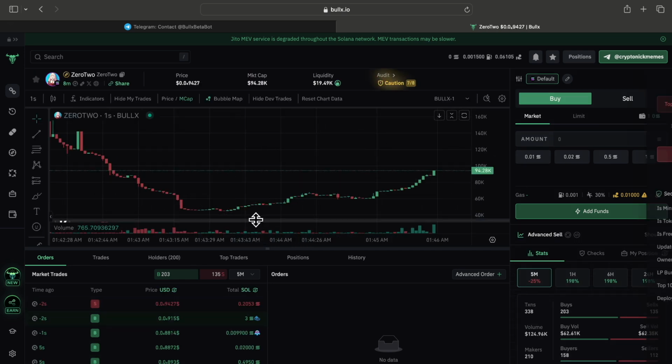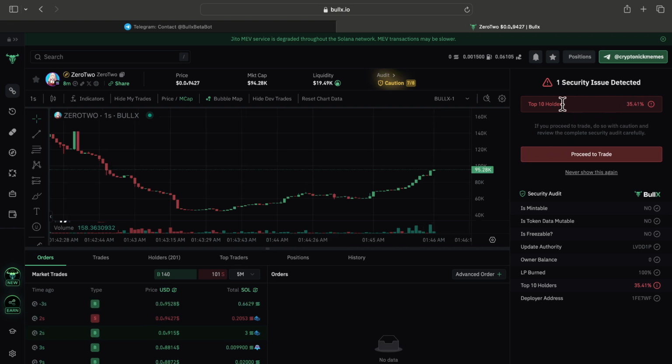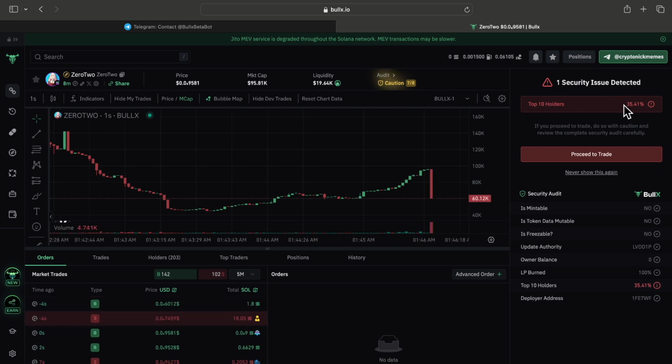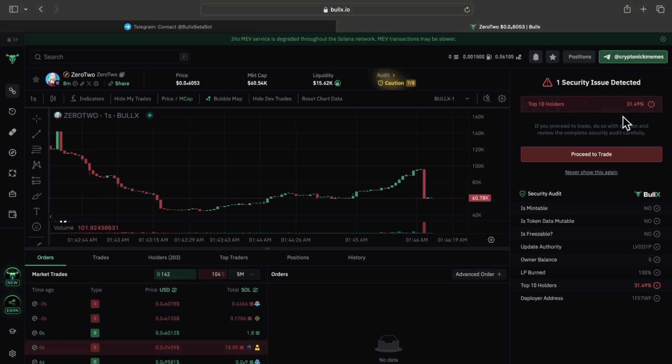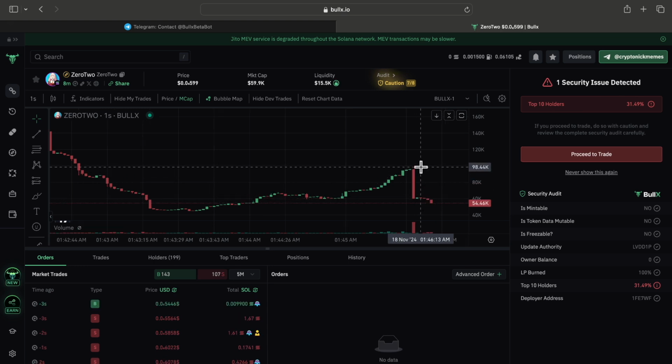And now what you want to look at first of all, obviously, is the chart. So we have a caution report here. As you can see here, top 10 holders are holding more than 35%. And this is an issue. I wouldn't trade this particular coin simply because of this, because what is going to happen is exactly this scenario.